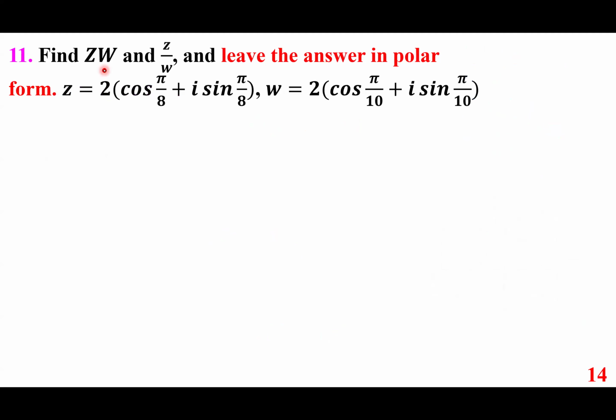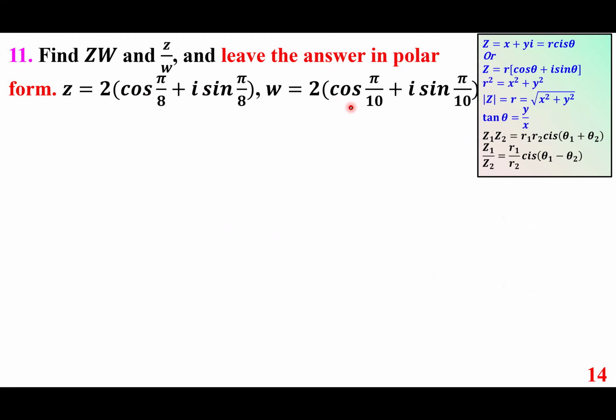Find z times w and z over w, and leave the answer in polar format, where z is 2 cosine of pi over 8 plus i sine of pi over 8. You can say 2 cis pi over 8. w is 2 cosine of pi over 10 plus i sine of pi over 10. You can say 2 cis pi over 10. So I want to remind you of this very interesting theorem. When z is given in the form r cis theta, and of course r squared is x squared plus y squared and all of the above.